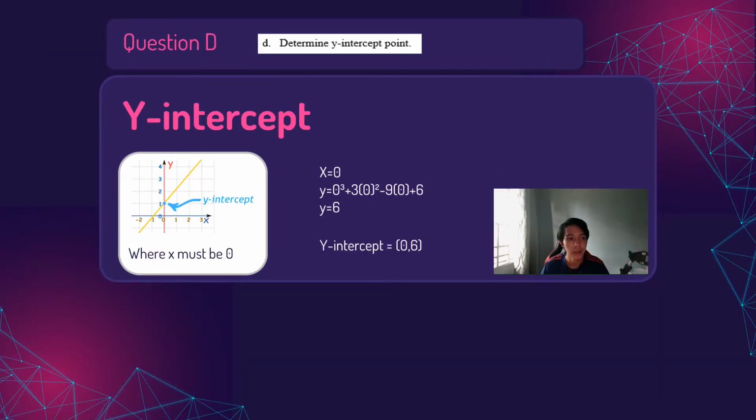Question D. Determine the y-intercept. Now this concept is actually very simple. If the graph intercepts the y-axis, then x must always be 0, because the graph is colliding with the y-axis. Therefore, we substitute x equals 0 into the earlier equation, and we will get 6. Then we get the y-intercept of x 0, y 6.